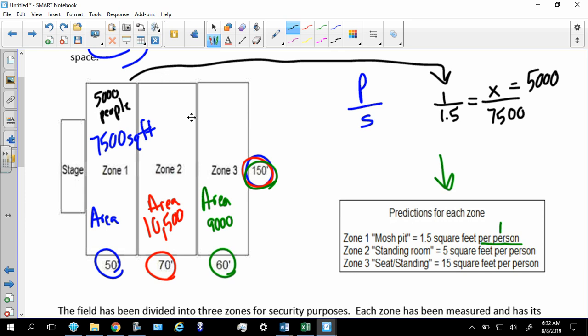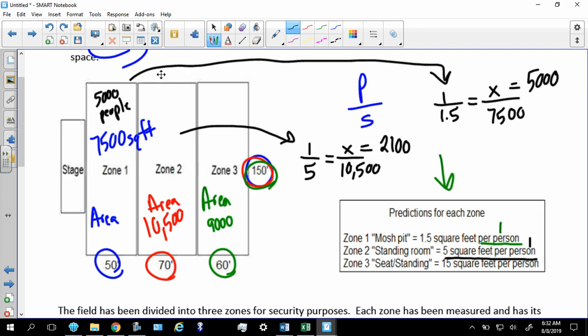Now for zone 2, you're going to do the exact same thing. For zone 2, I'm just right over here. Notice this standing room area, it's 5 square feet per person. Again, per person is 1. So 1 over 5 is equal to, I don't know how many people, over the area of that space, which is 10,500. Cross multiply and solve, and you end up with X being 2,100. So zone 2, 2,100 people.